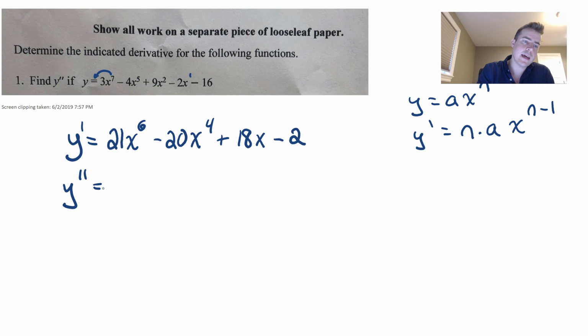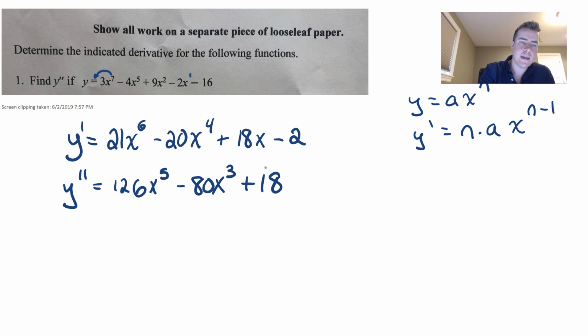So here we bring down the 6 in front, and we'll wind up with 126, lower the exponent by 1, x to the 5th, minus 80x to the 3rd, plus 18. And that would be our second derivative. All right, let's go to question 2 here. Find the third derivative of this problem.